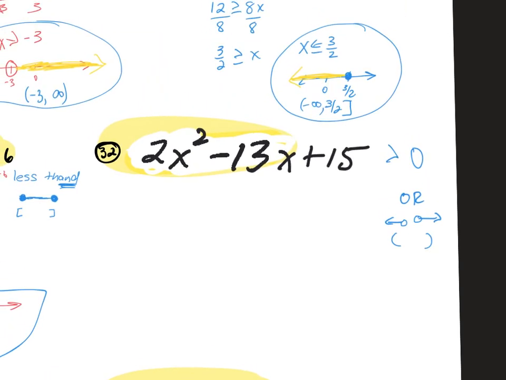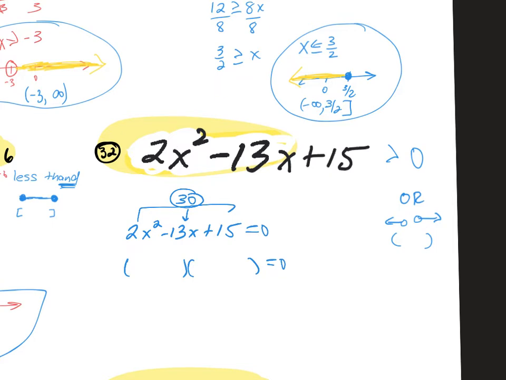So guys, look, we're going to treat this like it's just a normal equation. It's a normal quadratic that we have to factor. A times C gives me 30, yes? 2 times 15 is 30. What are the factors of 30 that multiply to give me a positive 30, but add to give me a negative 13? Okay, 15 and 2, agreed.